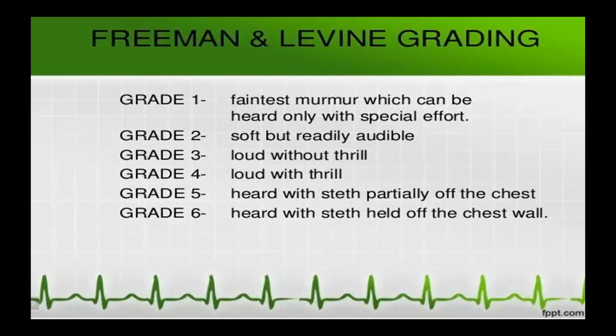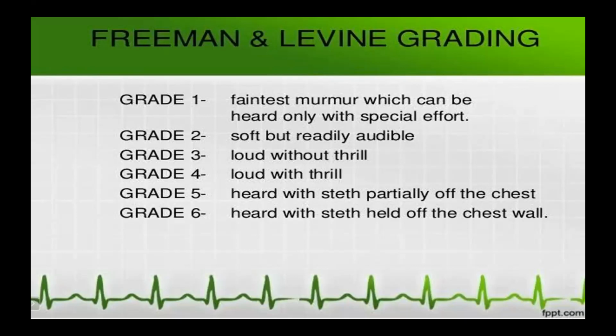Grade 1 is a very faint murmur which can be heard only with special effort under optimal conditions. That is, you should have close concentration and it should be a very quiet room, and only then you'll be able to pick up the murmur. Grade 2 murmurs are soft murmurs, but they are easily audible. Grade 3 murmurs are loud, but they don't have thrill. The minute a murmur is associated with thrill, it by default becomes grade 4 and above.